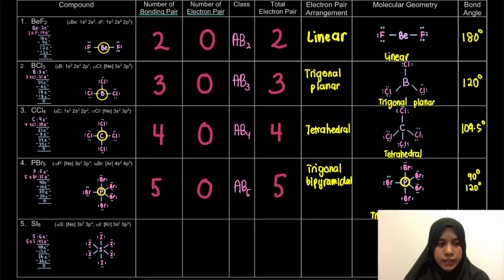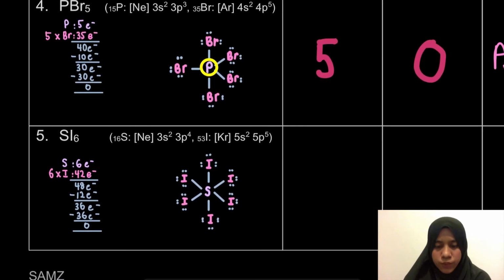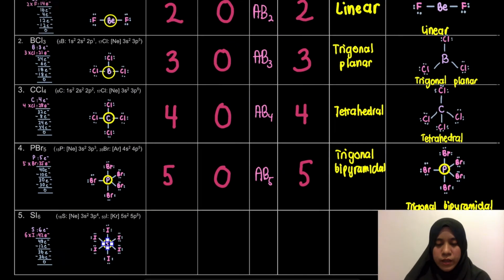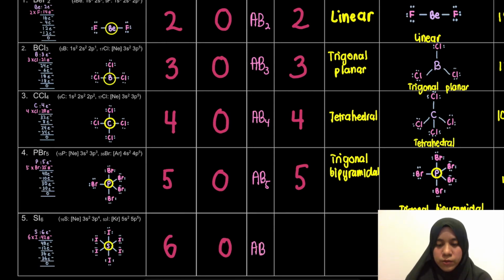S kita ada, our S we have 1 and we have 6 of our iodine. So again, this is our central. Okay, so kiranya macam mana? So yang ini, senanglah Miss buat. Number of atom bonded to it 6. How many electron pair on our central? 0. What is our class? AB6. The total electron pair, campurkan dua-dua ni jadilah 6.